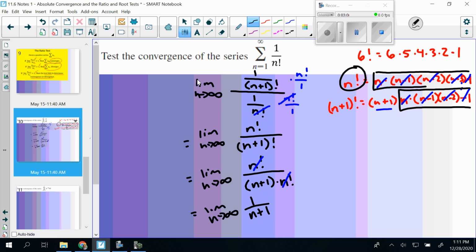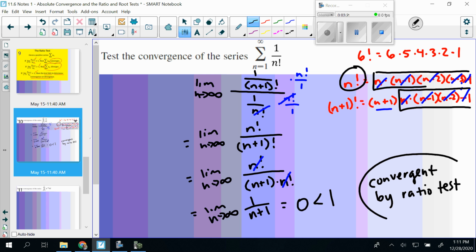And so that limit we know would just go to 0, and so we end up with something less than 1. So this one is going to be convergent by ratio test, because we get something that is less than 1.